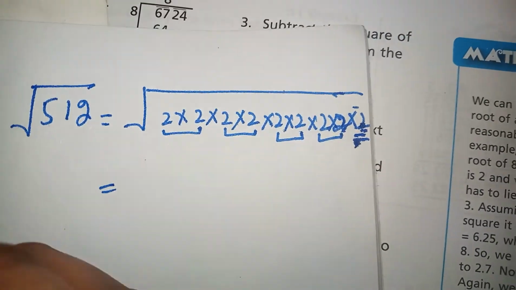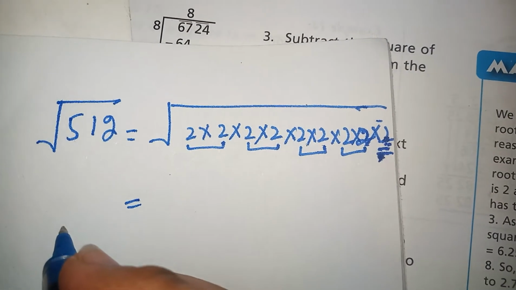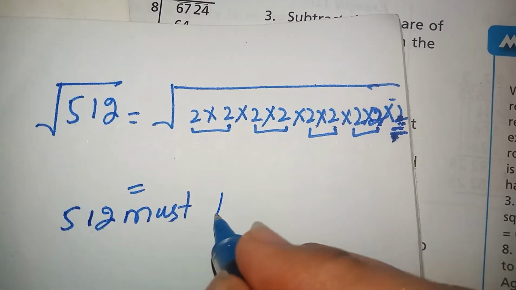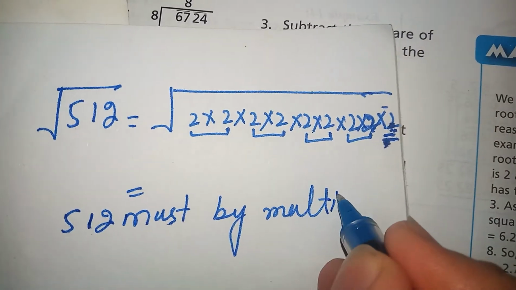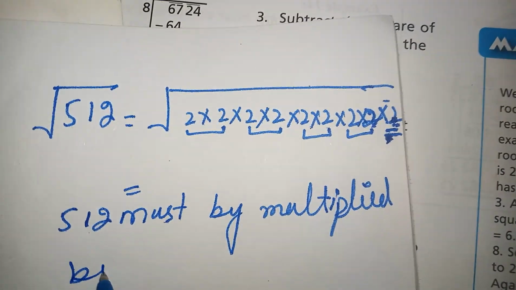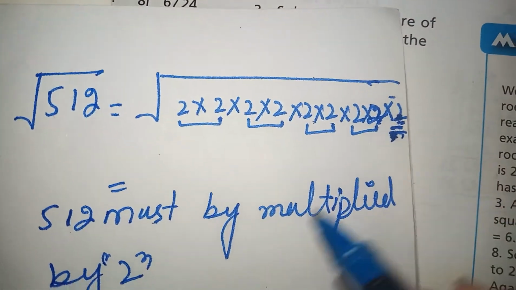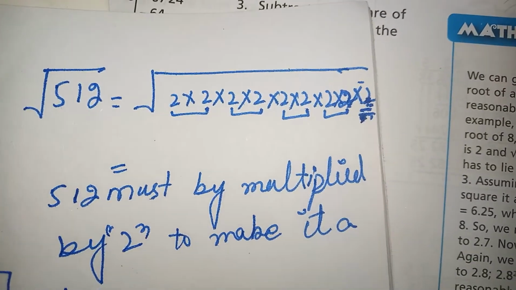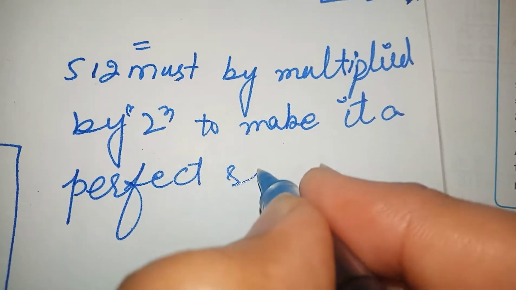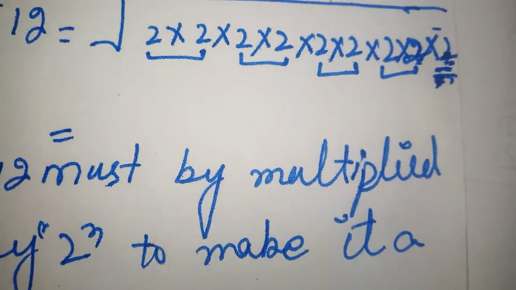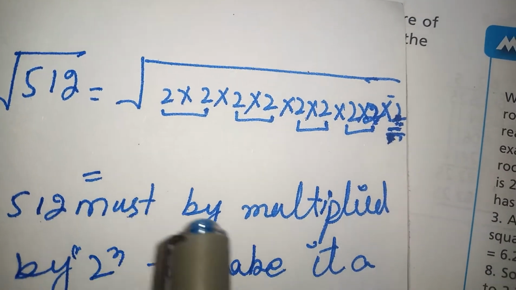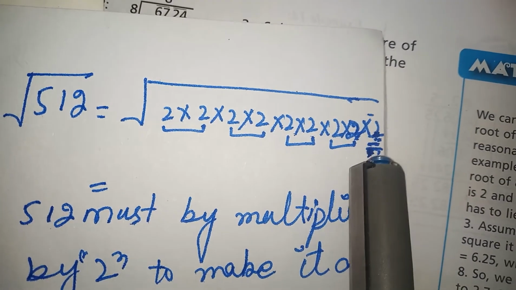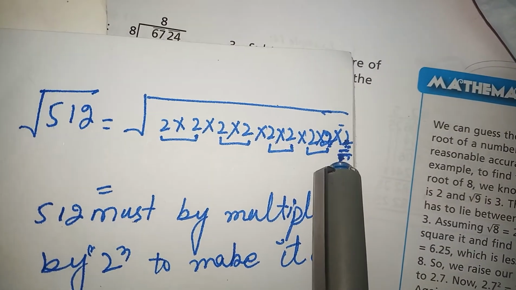So the answer will be that 512 must be multiplied by 2 to make it a perfect square. This number should be multiplied by 2 to make it a perfect square, because all the factors have a pair, but this 2 is a single one. So to make it a perfect square, it should be multiplied by 2.